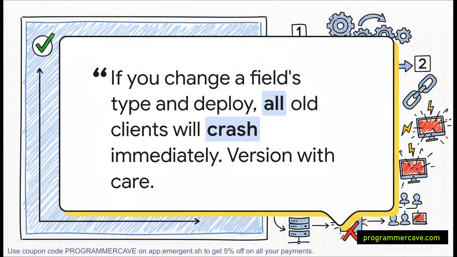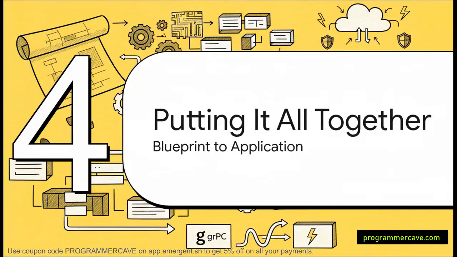This blueprint gives you safety, sure, but it also gives you rigidity. If you carelessly change a field's type, say from a string to a number, and you deploy that new server, every single old client that tries to talk to it will instantly crash. You have to treat this contract with extreme care and have a solid strategy for evolving it safely. Okay, so let's connect the dots. Let's see how this blueprint magically transforms into actual working code that does all the messy network stuff for us.